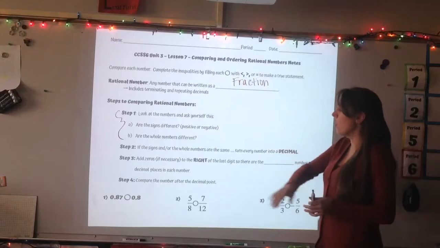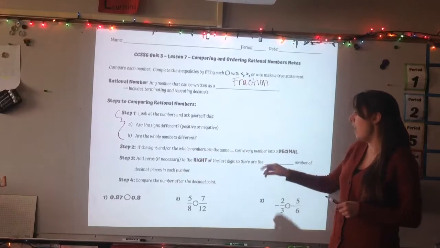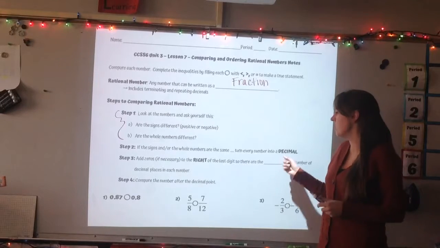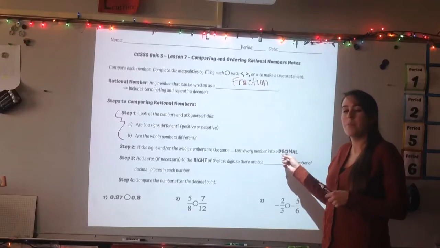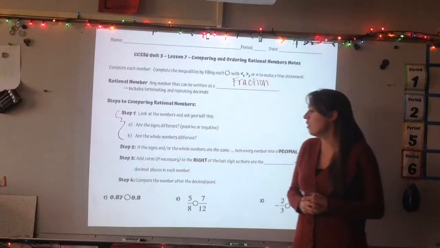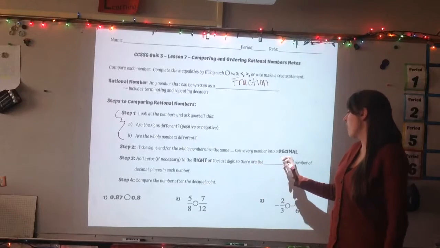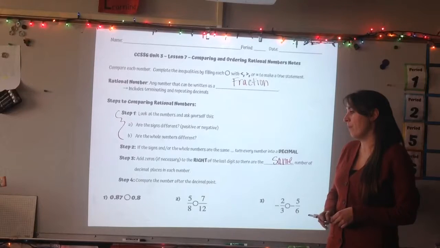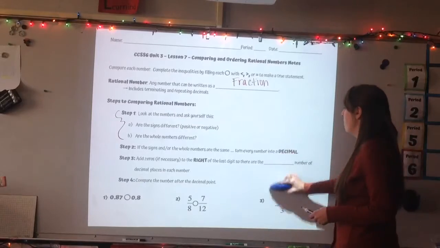So once we've done that, we're going to move on to step 2, which is, if the signs and or the whole numbers are the same, then we need to turn every number into a decimal. You really can do any of those conversions, but we're going to do decimal for every single one because we already gave you that conversion chart and we think it's going to be a lot easier to compare that way. Once we do that, we're going to look at those decimals and add any zeros if necessary to the right of the last digit so that there are the same number of decimal places in each number. And after that, we're going to compare the number after the decimal point. So let's look at a couple examples.